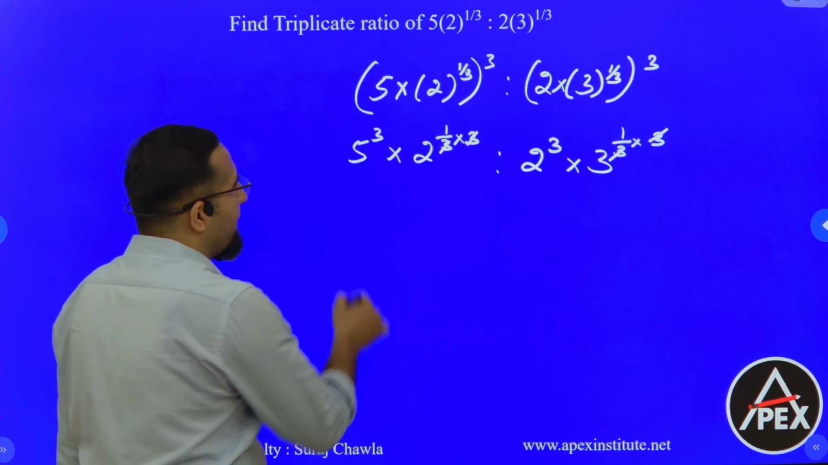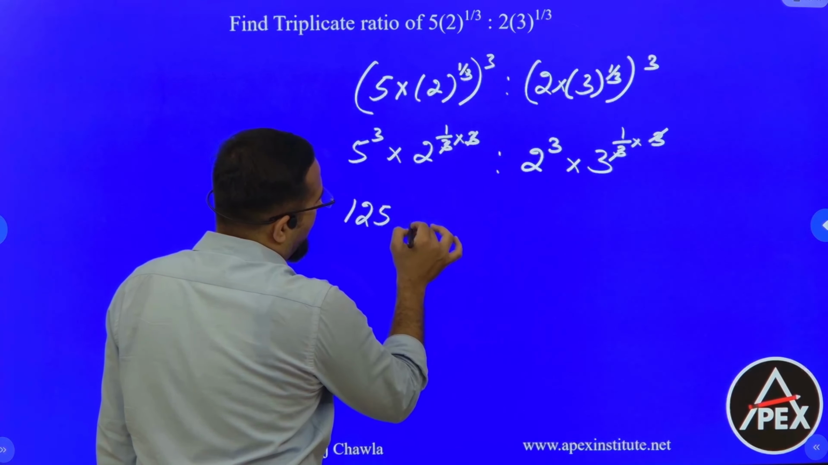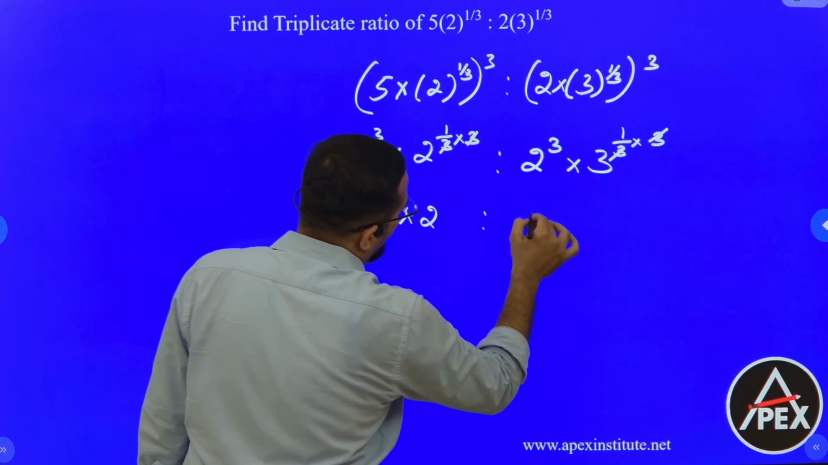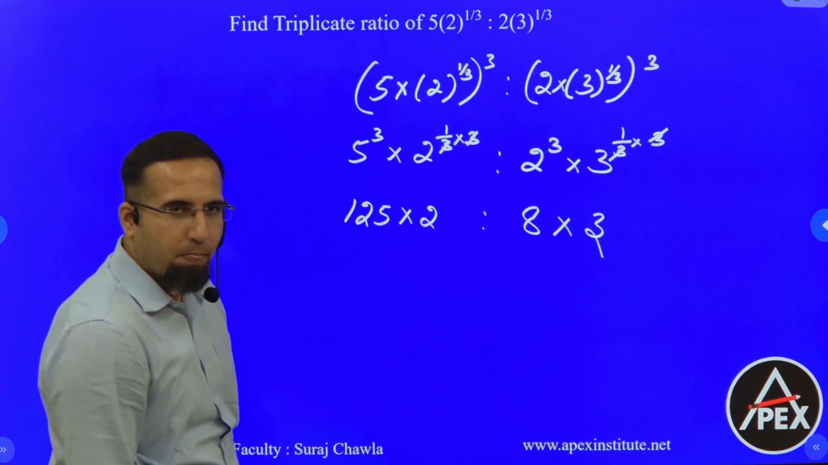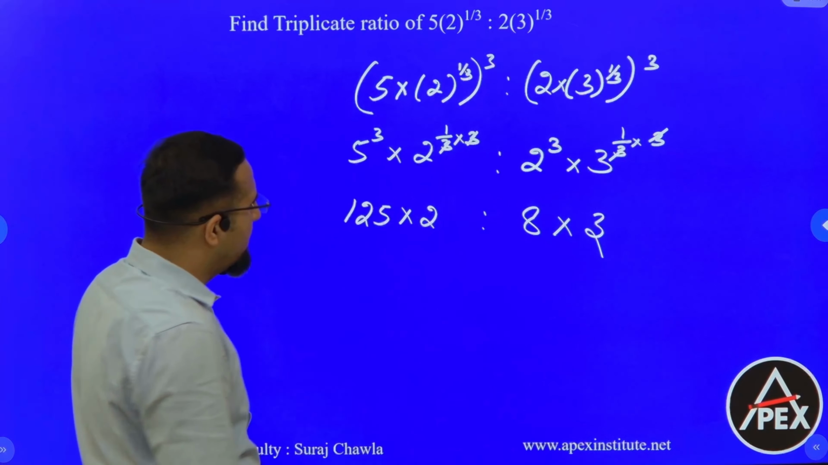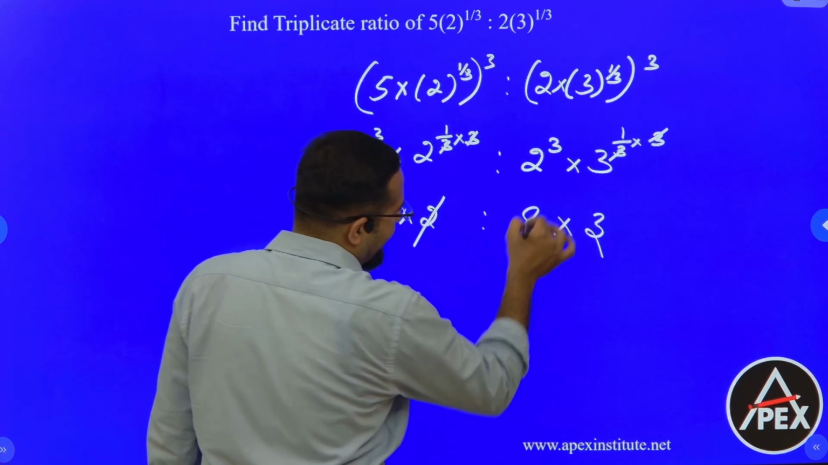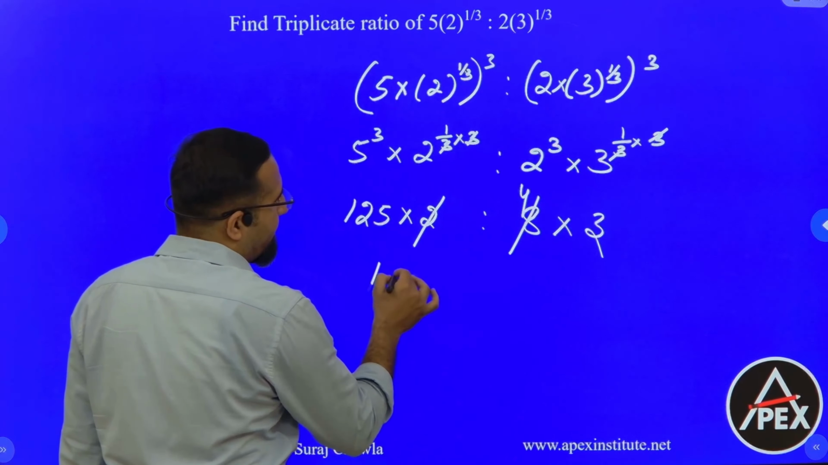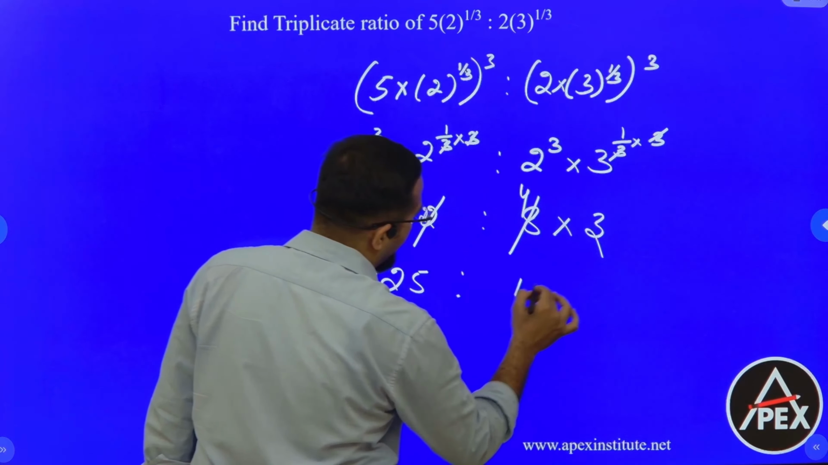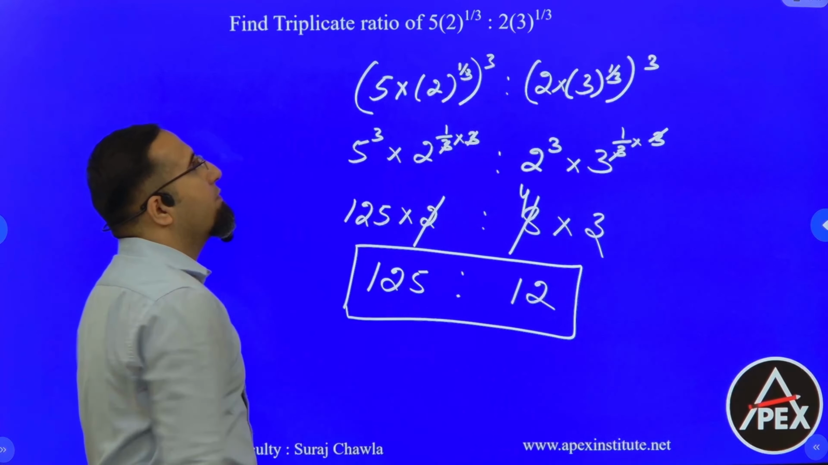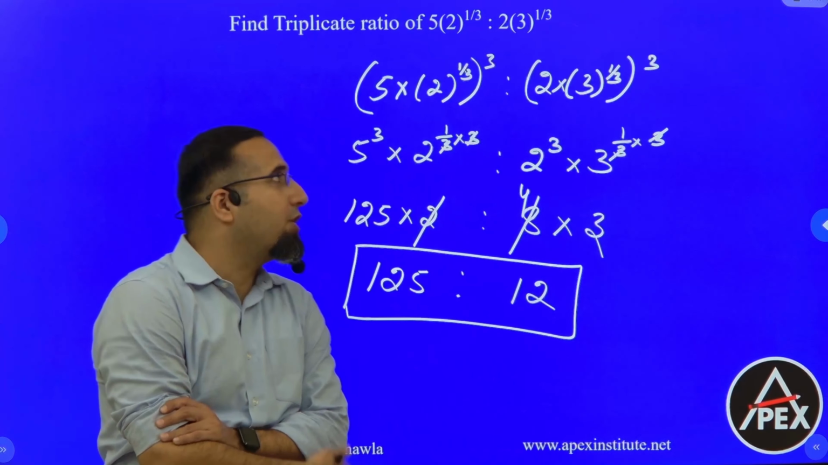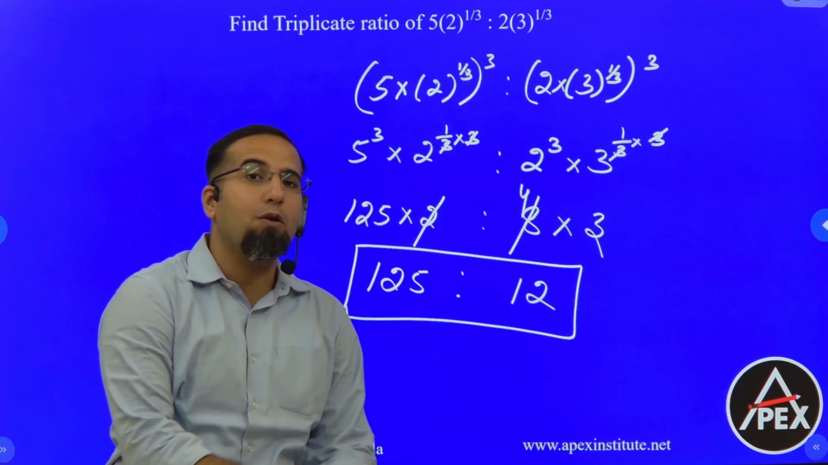Notice 5 cube. 5 cube is 125, 125 into 2. What is 2 cube? 2 cube is 8, and this gives me 8 into 3. Clear? Now we can simplify here itself that this is a multiple of 2. We can cancel this with 4 here. So what am I left with? I'm left with 125 is to 12 as the triplicate ratio of 5 into 2 to the power 1 by 3 is to 2 into 3 to the power 1 by 3.